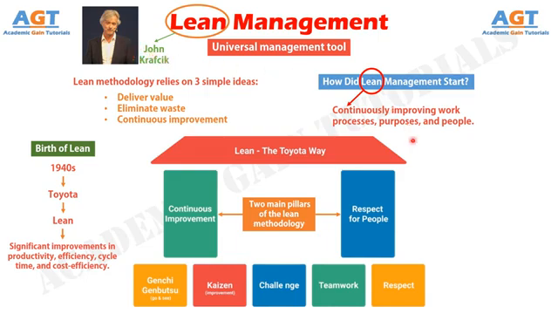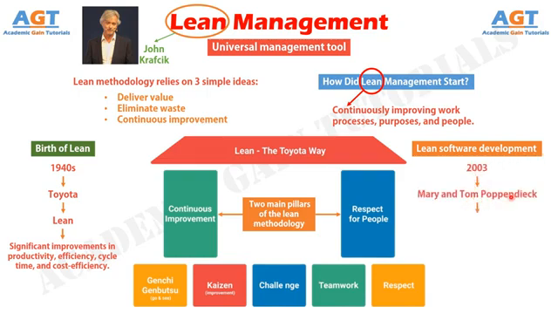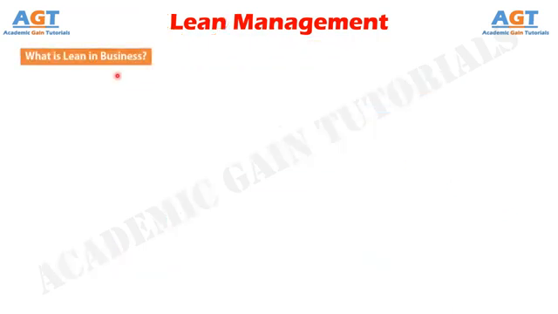Lean Software Development. In 2003, Mary and Tom Poppendieck published their book Lean Software Development, an Agile Toolkit. The book describes how you can apply the initial principles of the lean methodology to software development. At the end of the day, lean software development comes down to 7 principles. In the beginning, it didn't gain popularity, but a few years later it became one of the most popular software development methods. So, what is lean in business?